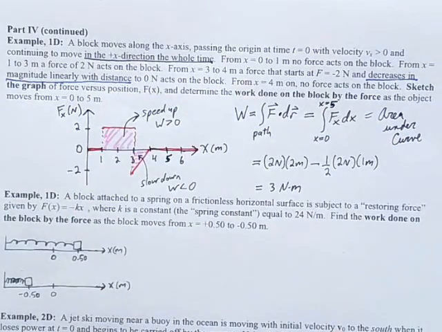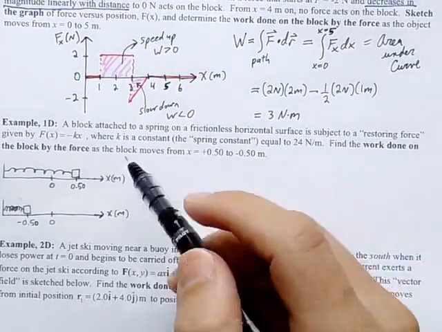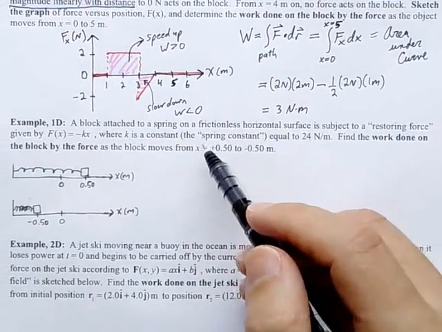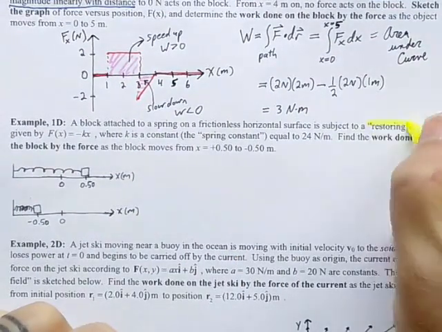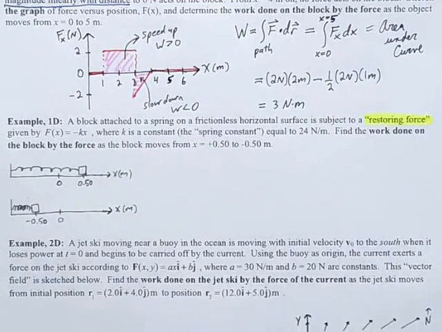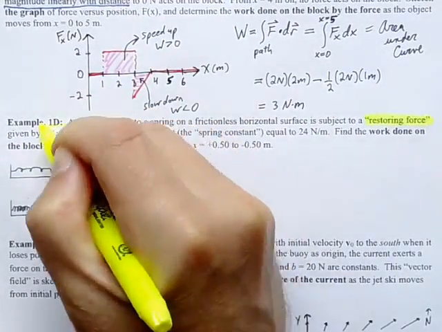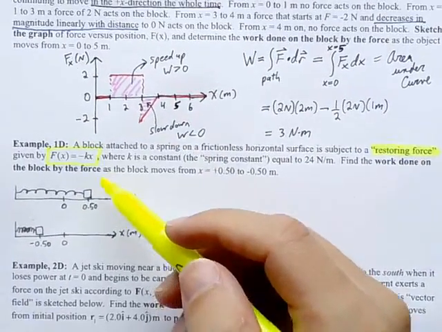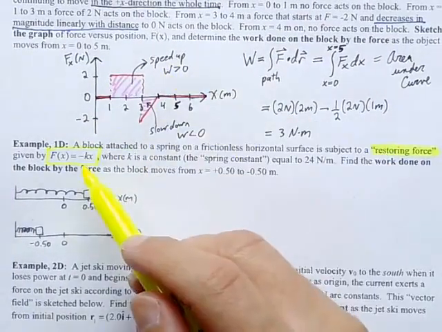Okay, next example. A block attached to a spring on a frictionless horizontal surface, subject to a restoring force, a key term, a restoring force given by this formula here. So this time, instead of being given a force versus position graph, we're given a force versus position function.